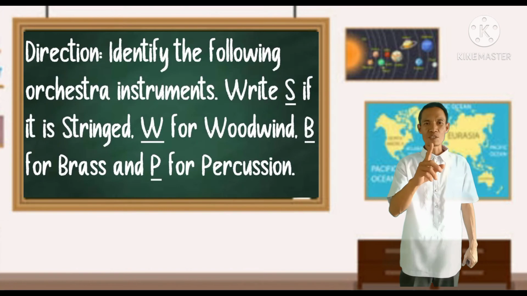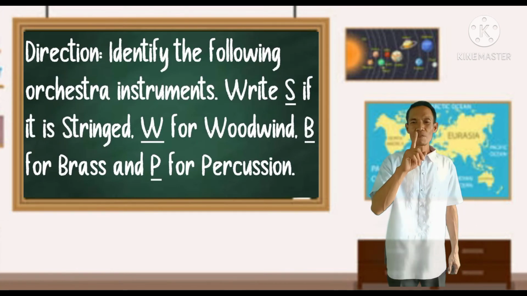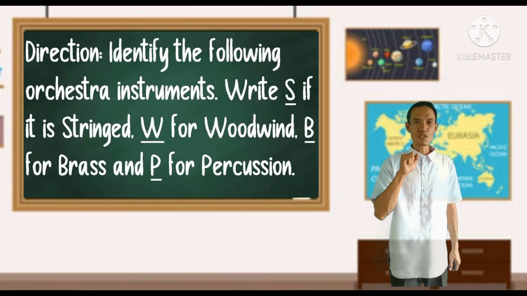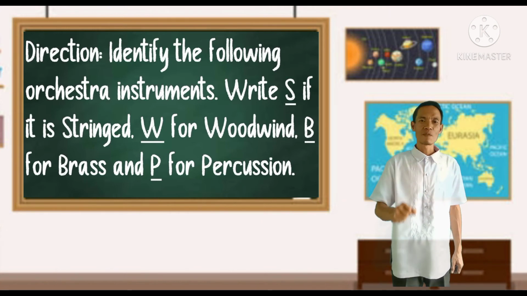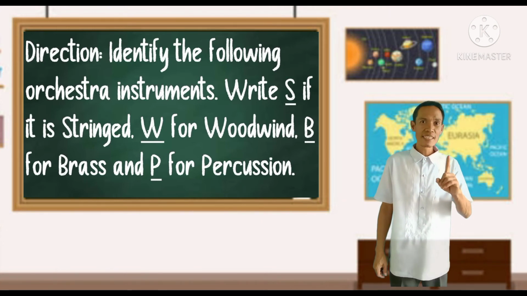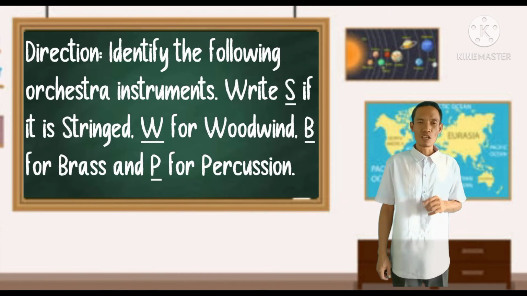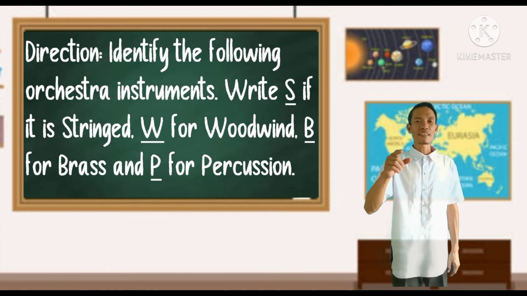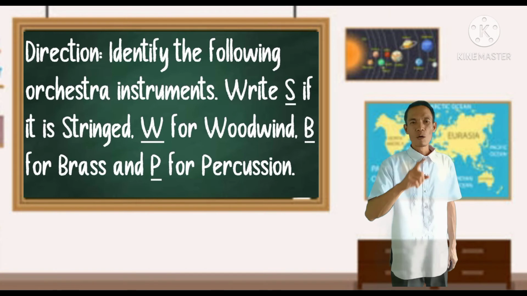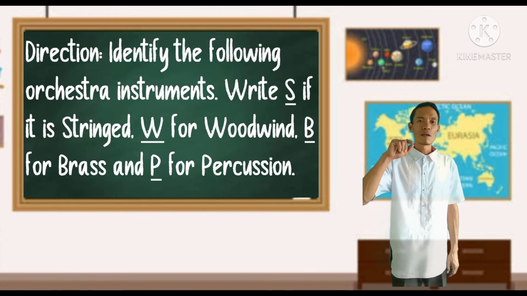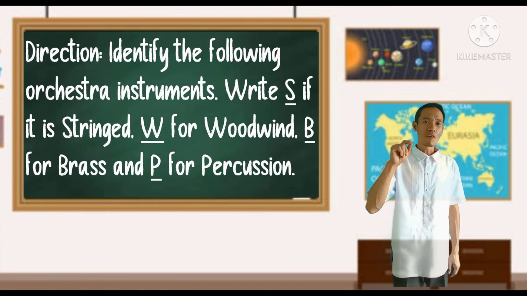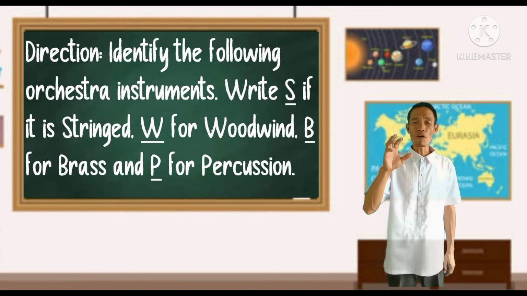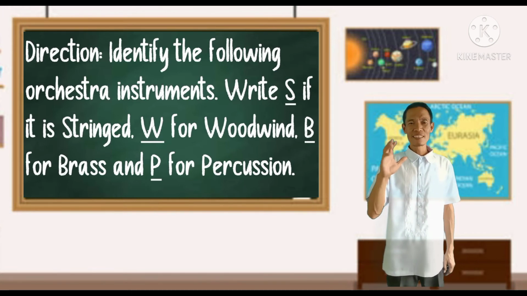This is the direction. Identify the following orchestra instruments. Write S if it is string. Write W if it is woodwind. Write P for percussion and B for brass. Okay? Do you understand?